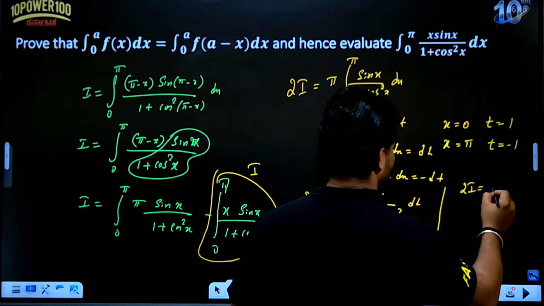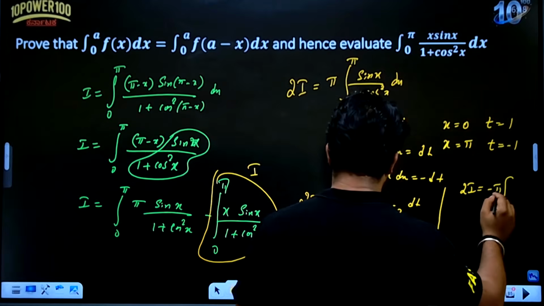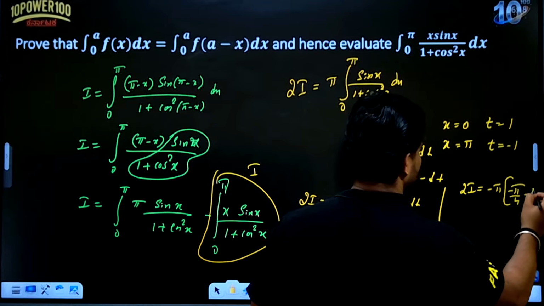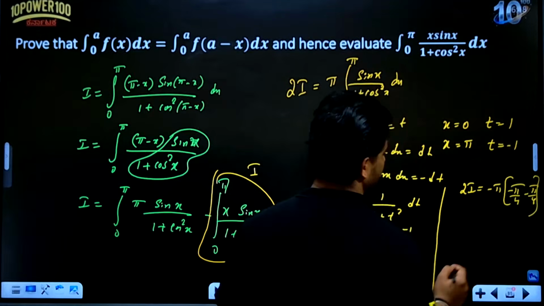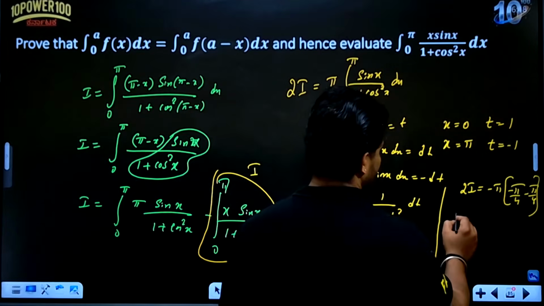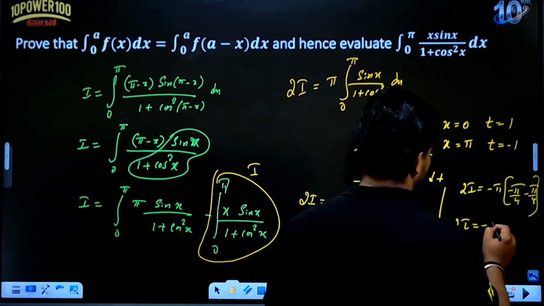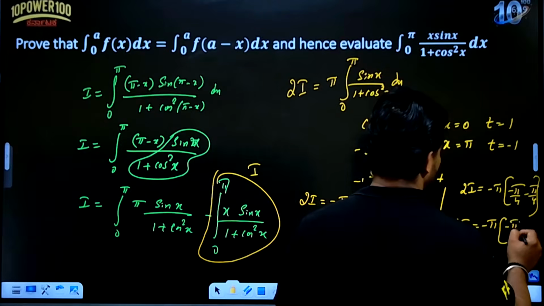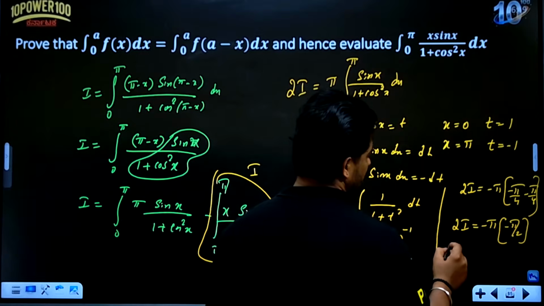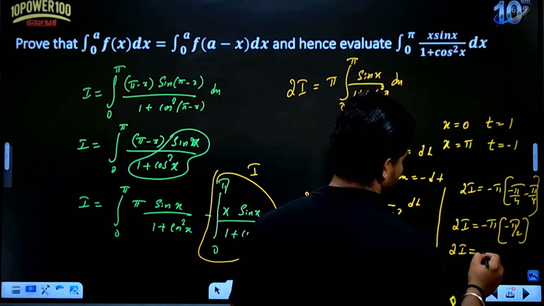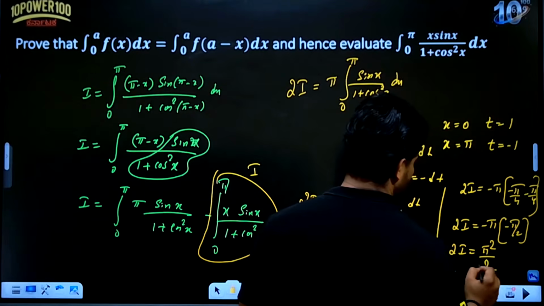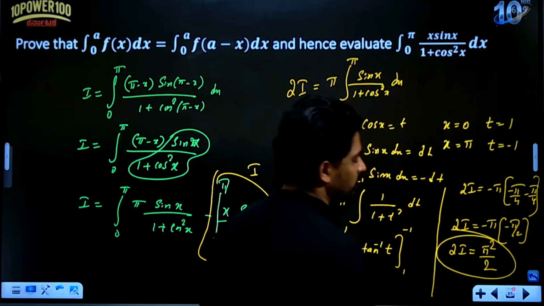Next, if I solve this further, 2I is equal to minus pi of tan inverse of 1 minus tan inverse of minus 1. Tan inverse of 1 is pi by 4, and tan inverse of minus 1 is minus pi by 4, so we get minus pi by 2. So 2I is equal to minus pi into minus pi by 2, so 2I is equal to pi square by 2, and I is pi square by 4. That's the answer, pi square by 4.